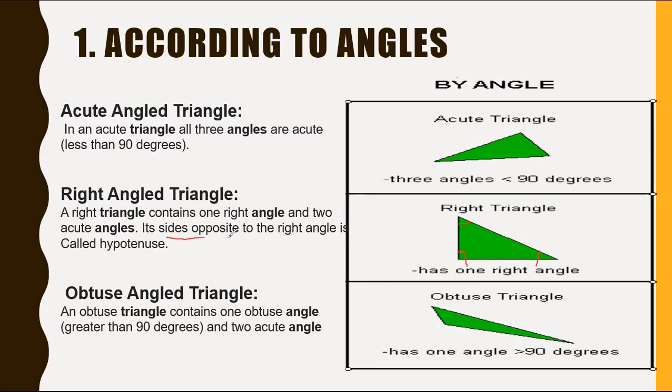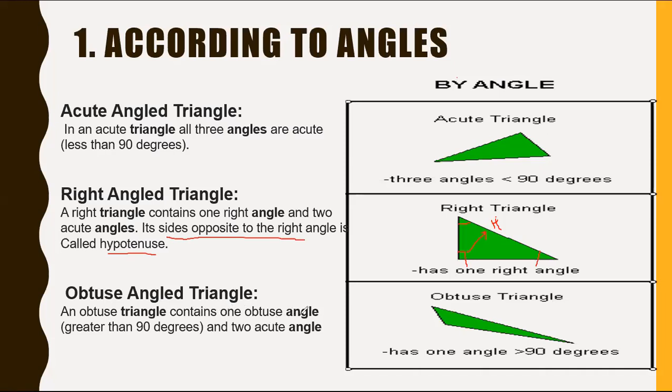And very important, according to your objectives, the side opposite to the right angle is called the hypotenuse. Here you can see that this is the right angle. So the side opposite to it is this. So this side is called the hypotenuse. The side opposite to the right angle is called the hypotenuse. Clear, students? Now, obtuse angle triangle. A triangle containing one obtuse angle.